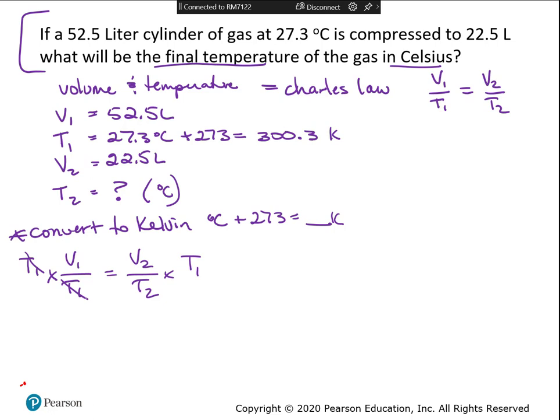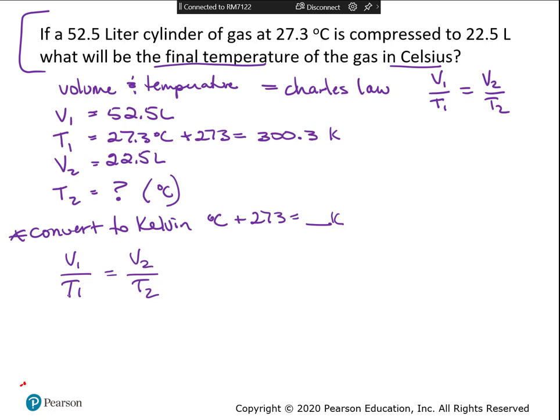So do you see the challenge with this? My unknown is in the denominator. All the ones we've done, the unknown has been in the numerator, at the top. So in this one, T2 is in the denominator. So what can you do? What is one way if you needed to get T2 all by itself? There's two things you could do.